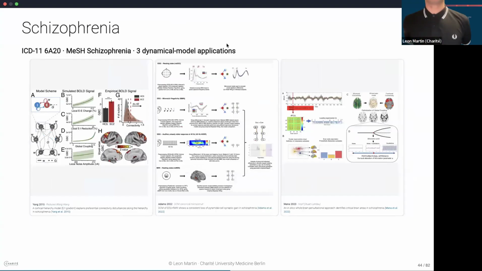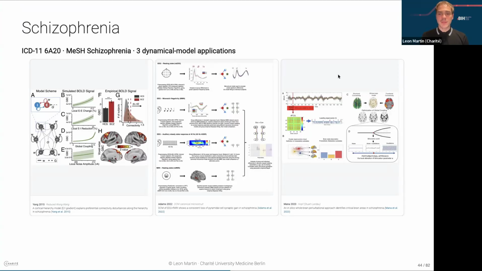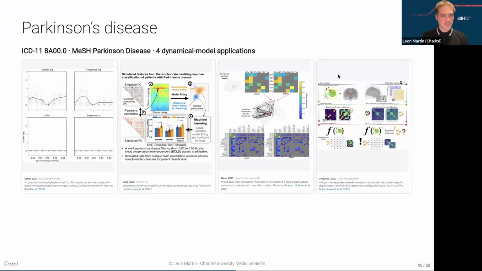We also have studies about schizophrenia and how excitability and excitatory inhibition, the scaling between both, affects the different pathologies, and this is also quite an interesting domain. And also Parkinson's disease, where we not only model the pathology but also virtual DBS.